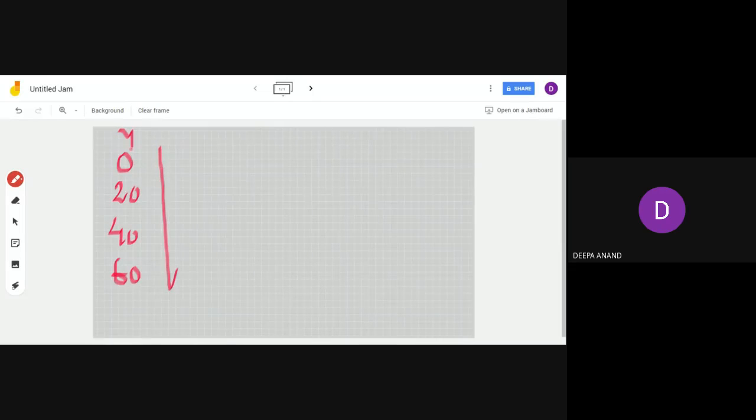So income is given, and in the next column your saving is given. Saving is given as minus 12, minus 6, 0 and 6. What are you asked to find out? You are asked to find out marginal propensity to consume and average propensity to save.